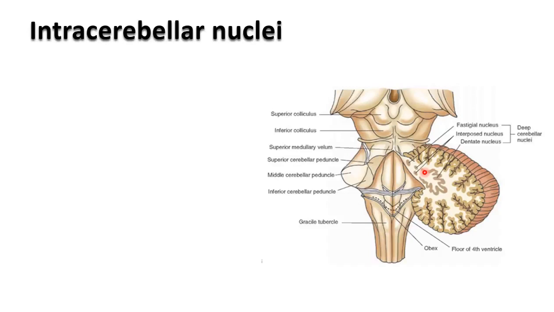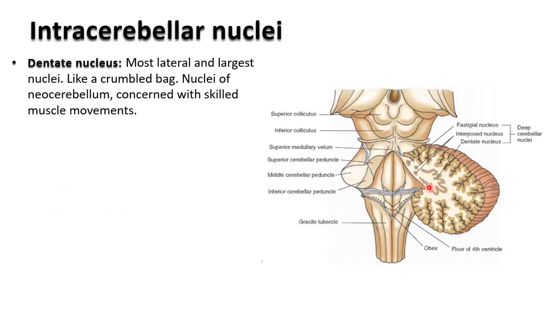Okay, so mainly four nuclei from lateral to medial you come across. The lateral-most one, the largest nucleus, is the dentate nucleus, most lateral and largest, like a crumpled bag with its mouth opening medially, more similar to the inferior olivary nucleus. So this is the nucleus of the neocerebellum, mainly concerned with skilled muscle movements.